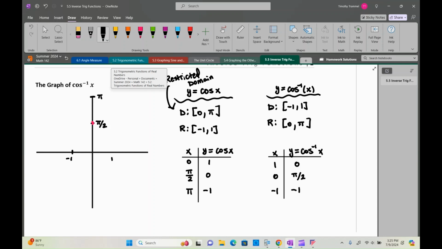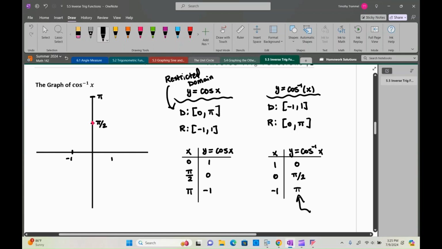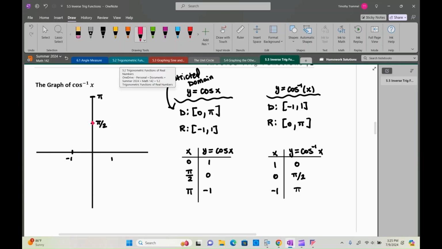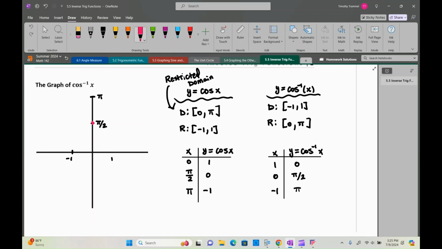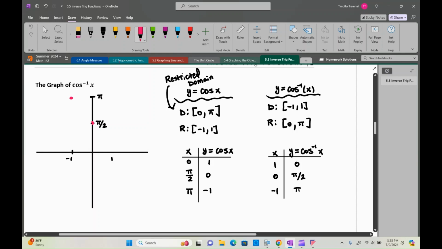Sorry, you can hear my dog barking in the back here. I wrote in the wrong value over here. It should be a pi. Let me fix that. There we go. So I just adjusted this value here. So minus 1 comma pi. Yeah, minus 1 pi. That's going to be up here. There we go. And I apparently deleted my 1 comma 0. Let me put that in here.